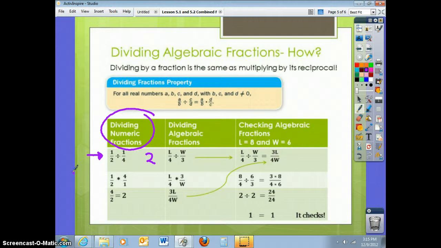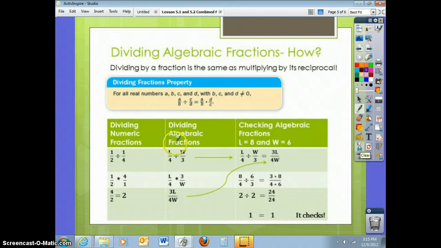Okay, so if we're going to divide 1/2 divided by 1/4, it means we can take 1/2 and multiply it by the reciprocal of 1/4, which is 4 over 1. And 1/2 times 4 over 1 gives us 4 in the numerator and 2 in the denominator, which then simplifies to 2. Okay, so let's use that same set of steps to divide algebraic fractions.